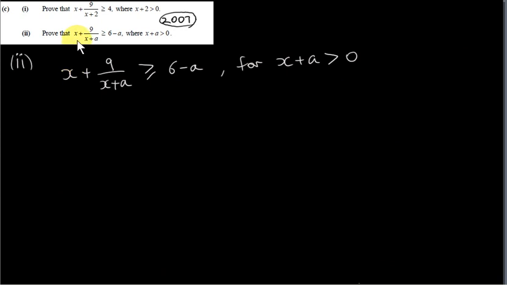In part 2, we want to prove that (x + 9)/(x + a) is greater than or equal to 6 minus a for x + a greater than 0. Well, x + a greater than 0 means that x must be greater than minus a.